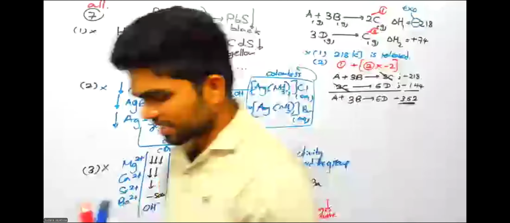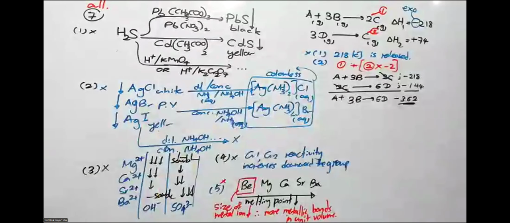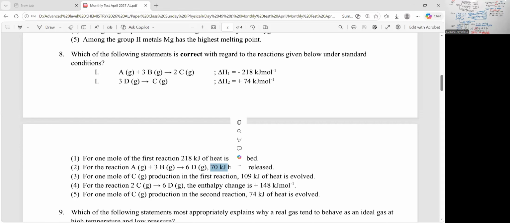But the question is telling a positive answer. So even without simplifying, you can tell that the statement is wrong. It is not going to be positive. I mean, they are telling released, so that means it is exothermic. However, that energy is not 70. You can see it is more than 218 even. So you can think and get this answer also. Anyway, the second one is wrong.